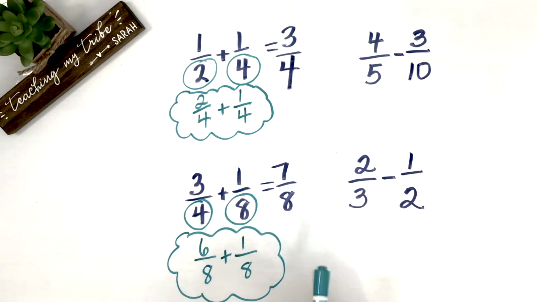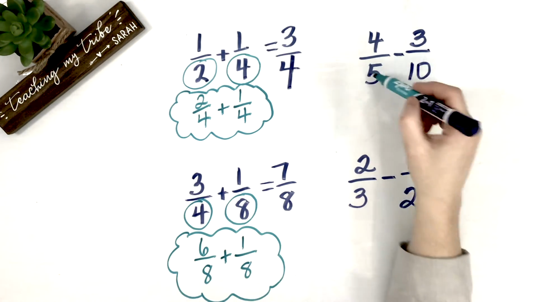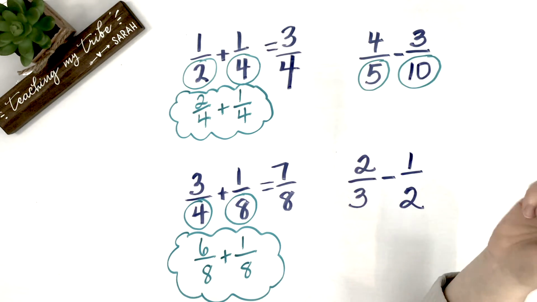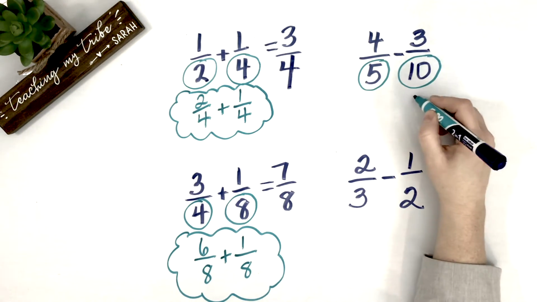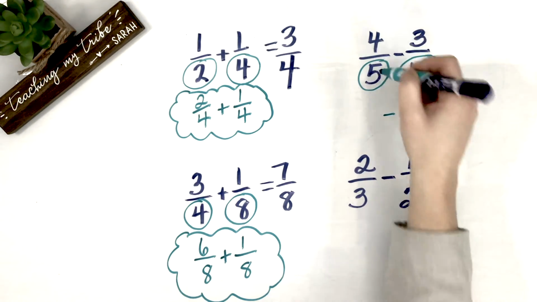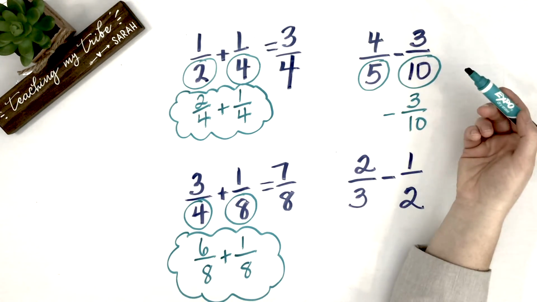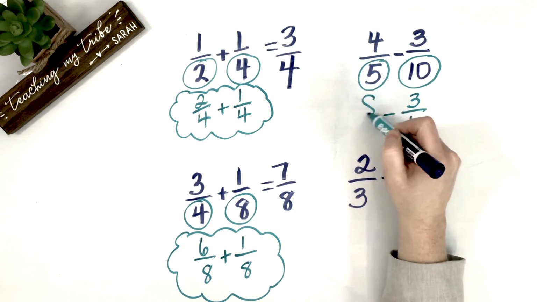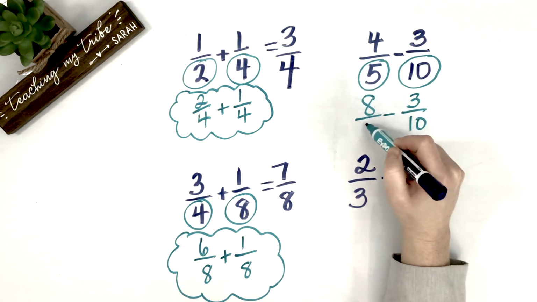Exact same strategy for subtraction. What is my least common multiple between a 5 and a 10? It's going to be 10. So that means this won't have to change. Just my 4/5 has to be rewritten in terms of tenths. So I'm going to have to double both my numerator and denominator. So 4/5 I'll think of as 8 tenths.